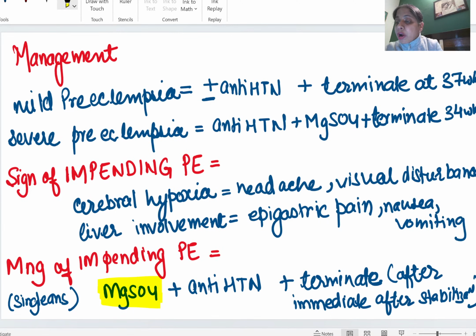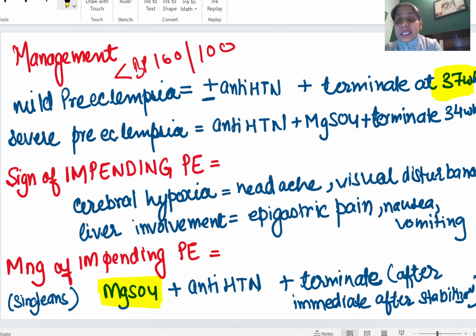What is the treatment of mild preeclampsia? If the BP is less than 160/110, what is the management? No magnesium sulfate is to be given, no antihypertensive is to be given. We will terminate this pregnancy at 37 weeks. Just remember this. Okay, termination at 37 weeks.